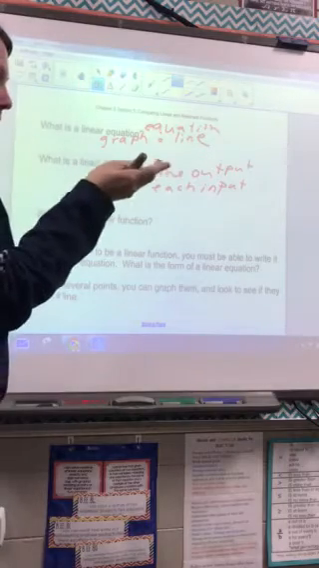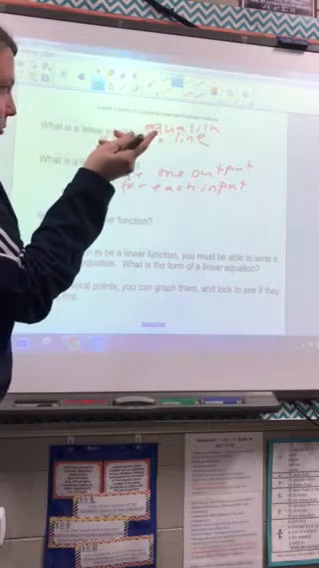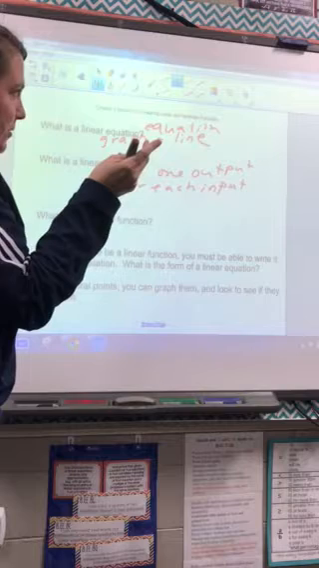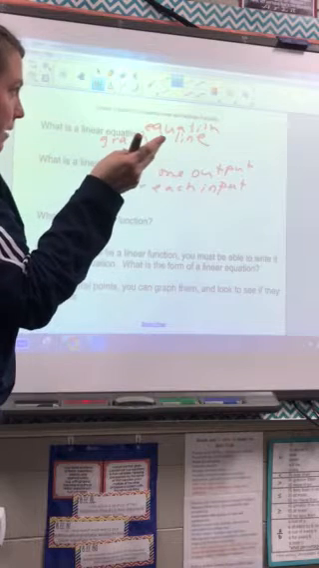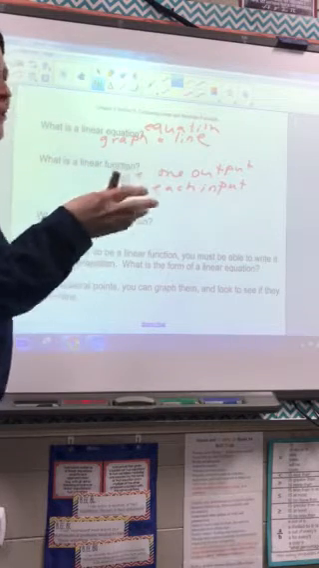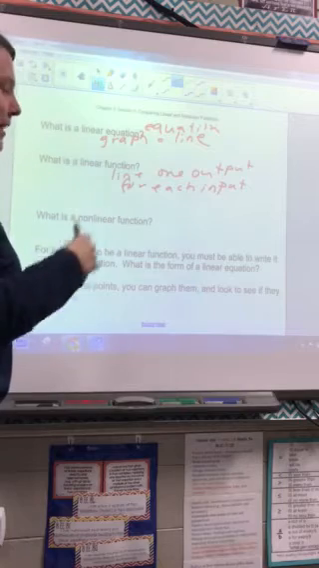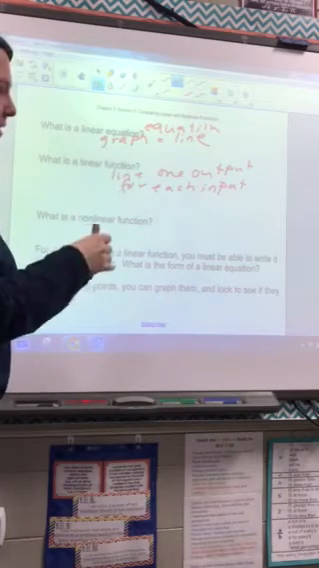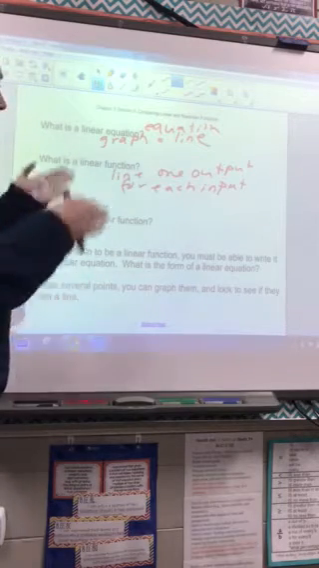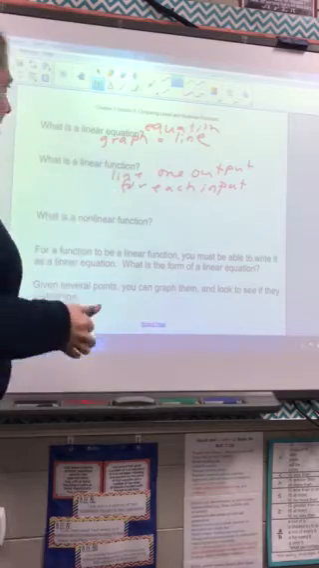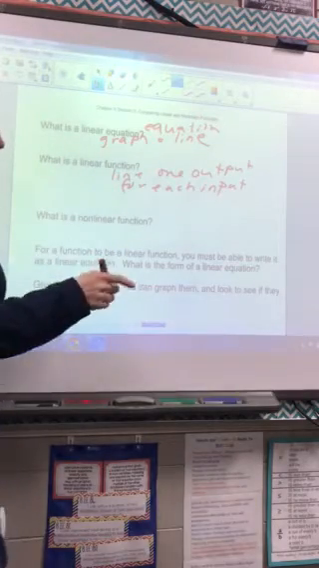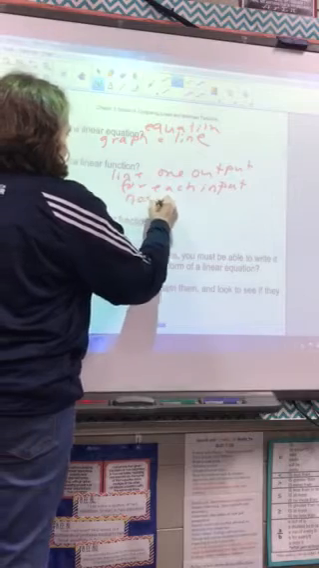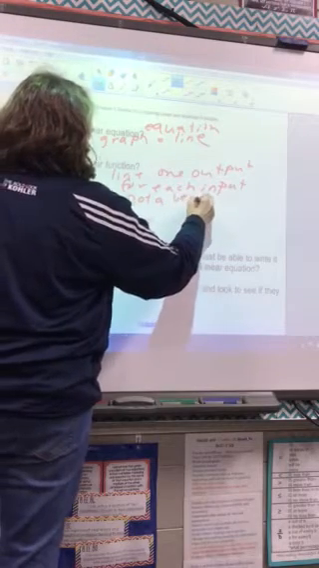In other words, there are no two x values that repeat. It's not like (1, 2) is one point and (1, 3) is another point. It passes the vertical line test. So a linear function is not only a line, but it's not a vertical line.